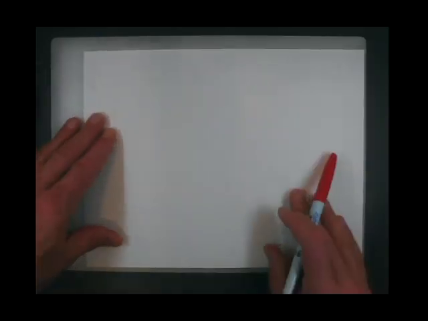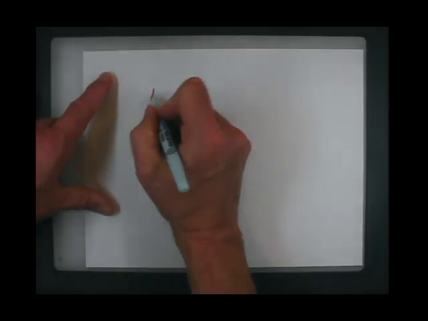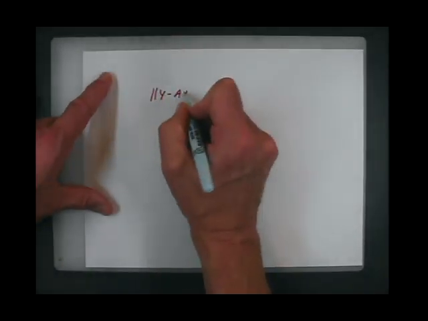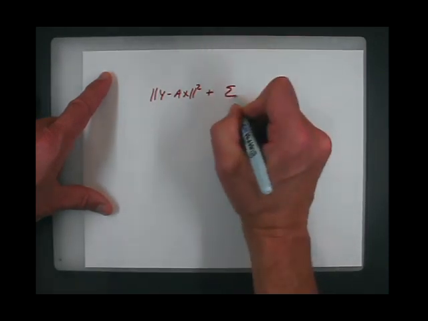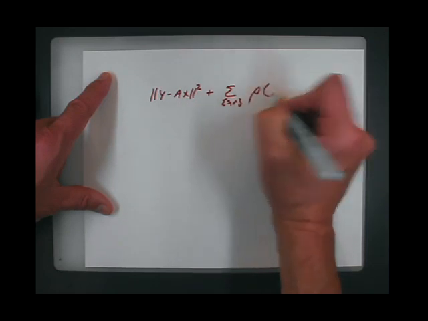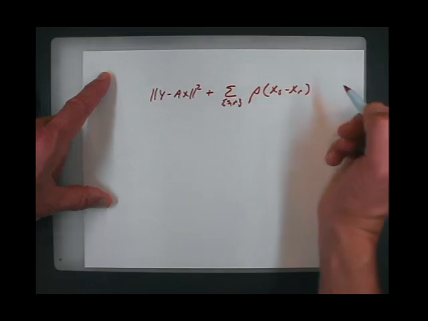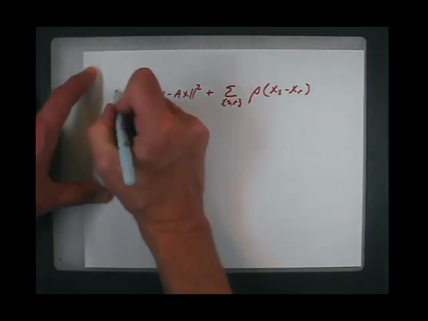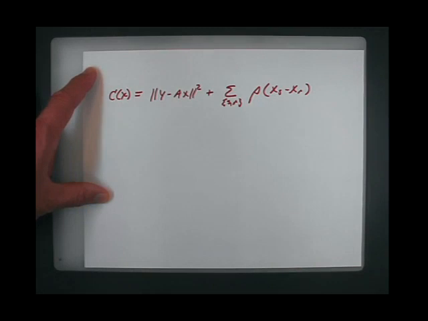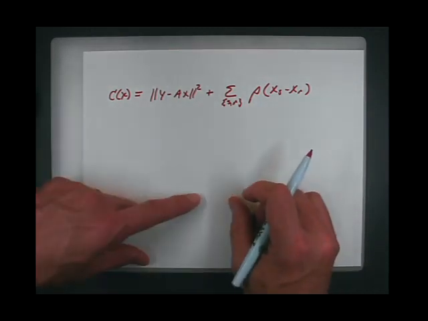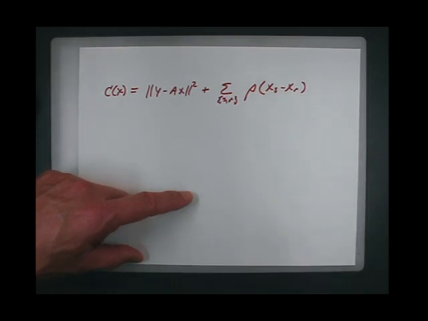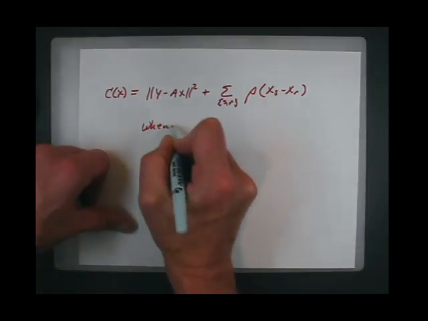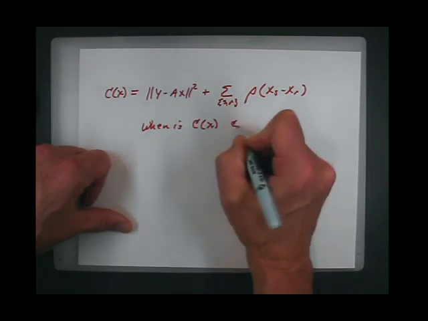we first talked about the non-convex Gaussian. So if we have a form like the norm squared of y minus Ax, plus a sum over pixel pairs s and r of the function rho of x_s minus x_r, this is some sort of cost function, right? Now the question is, when is C of x convex?